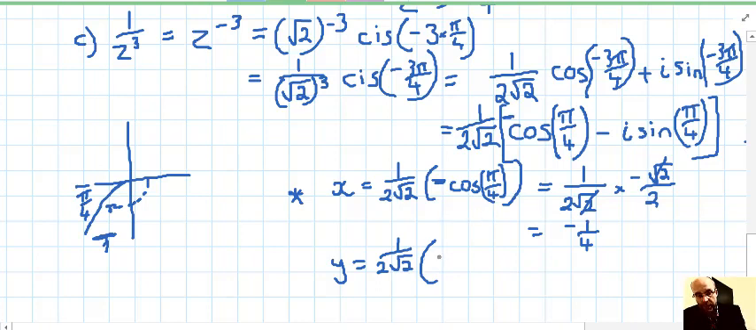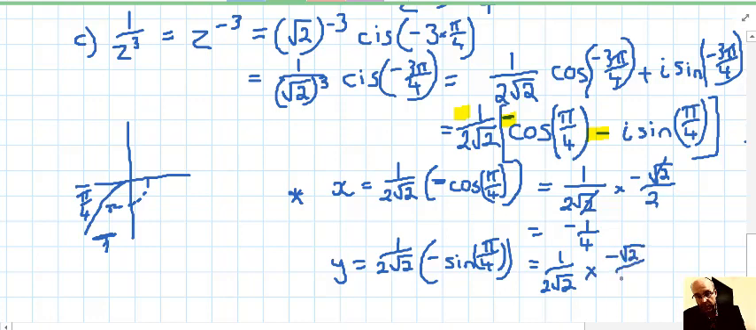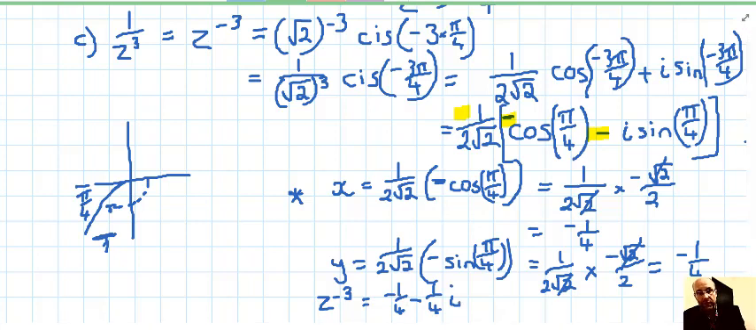So sine of pi on 4, so it's negative. We could have taken the negative out too back in this line here. Could have factorised that negative out and it would have ended there. Same answers. Okay, and sine of pi on 4 is root 2 on 2, so it'll be negative root 2 on 2, so it's 1 on 2 root 2 times negative root 2 over 2, and again we've got a cancellation there, and we have negative 1/4. So optionally, that's z to negative 3 there, in Cartesian form would be negative 1/4 minus 1/4 i. Didn't ask for that, but I gave that.